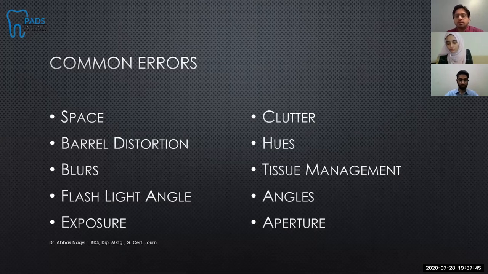Hues, sometimes some photos have a predominant hue. Right now what you see of me is very neutral, because it's white light. If I use a yellow light, everything will look yellow. If I use a blue light, everything will look blue. So those are hues. They change the perception, the color rendition in your photograph. Tissue management, you know, you didn't retract the lip, or you didn't pull the flap back, or other problems. Angles means the angle from which you were capturing the photograph, and aperture settings, which relates to exposure as well.